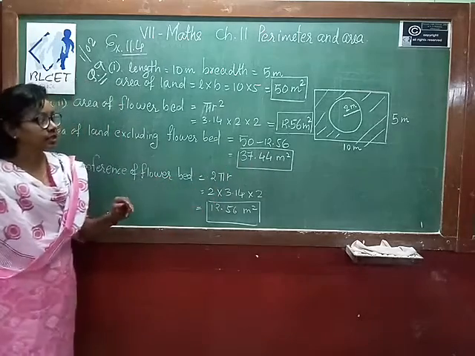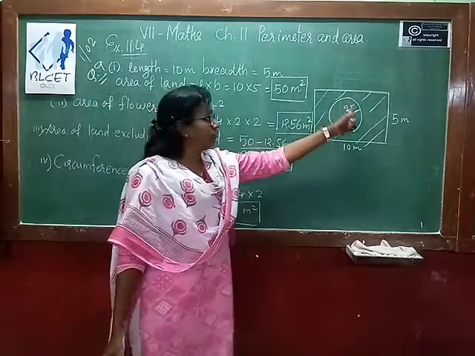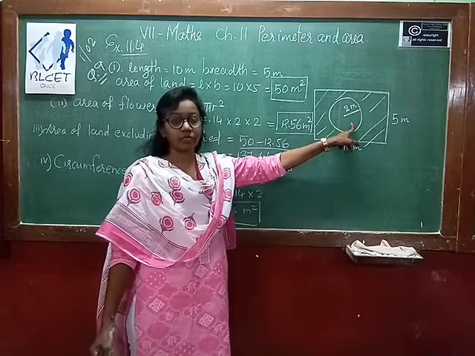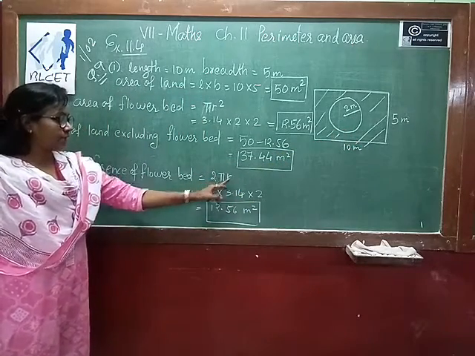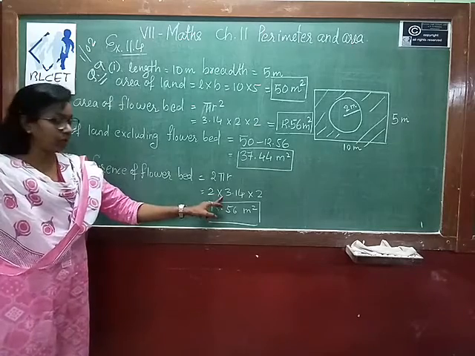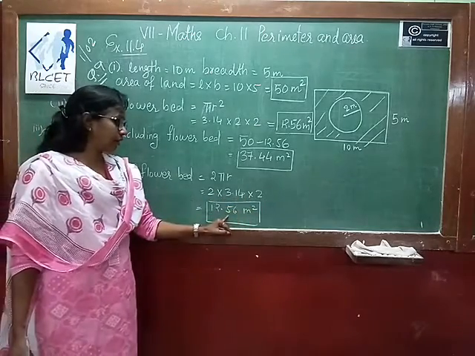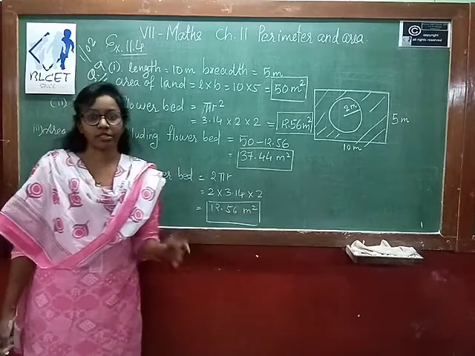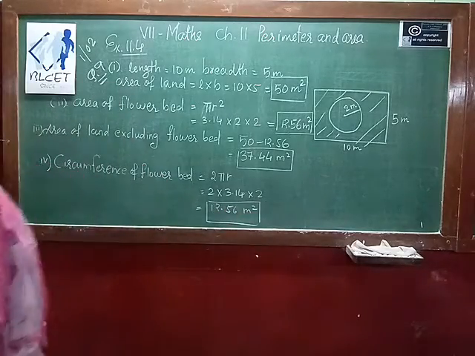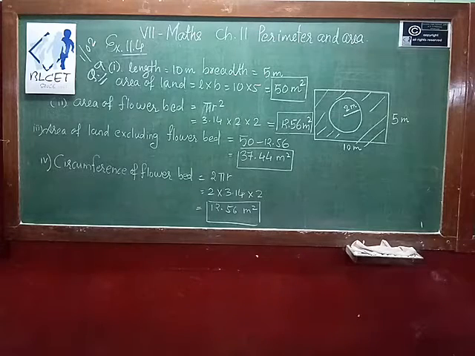The fourth question is we have to find the circumference of this flower bed, that is 2 pi r. So circumference is equal to what? 2 pi r. Substitute the values: 2 into 3.14 into 2. Do the calculation, you will get the answer 12.56 meters. So this way we can solve question number 9. Go on to the next question.